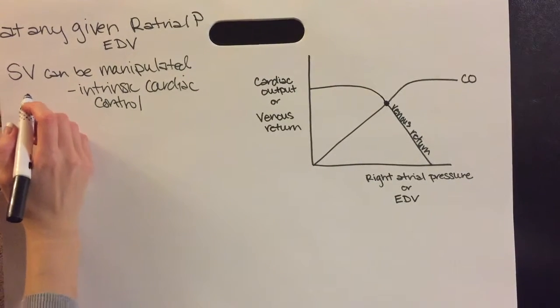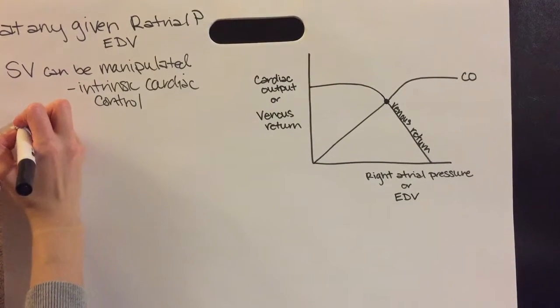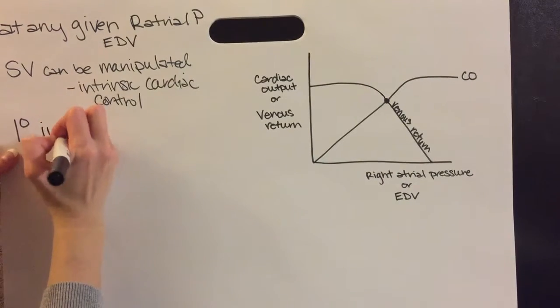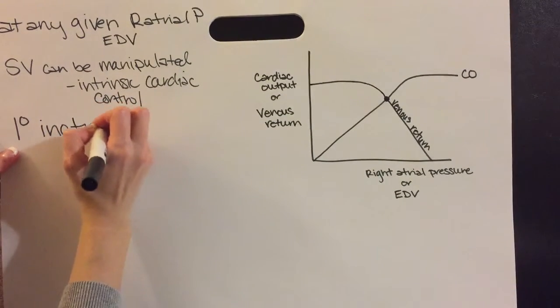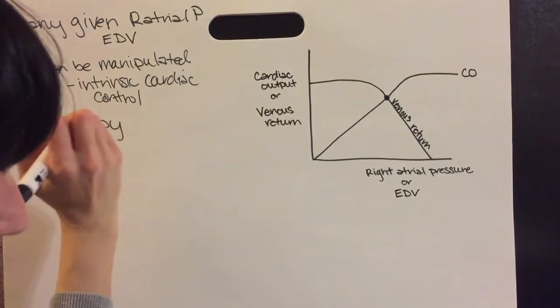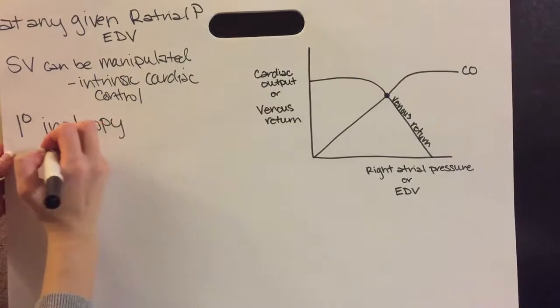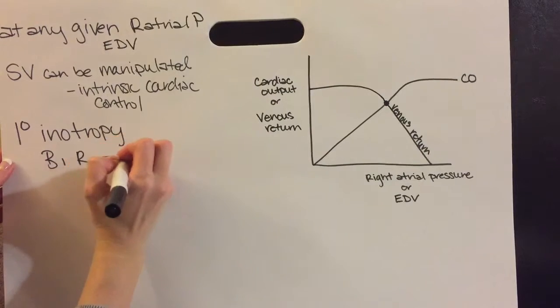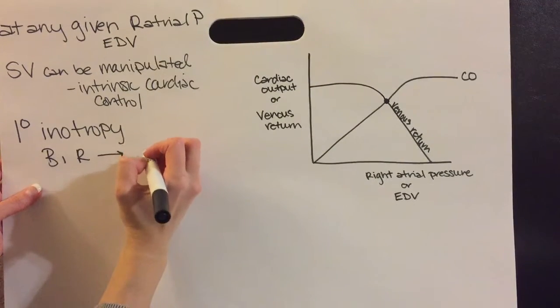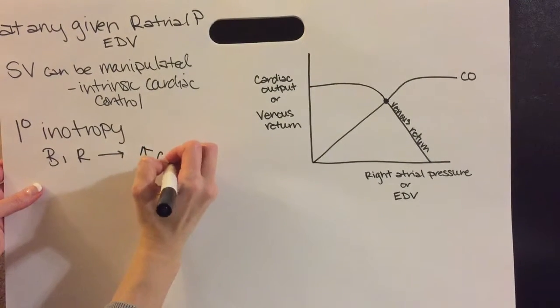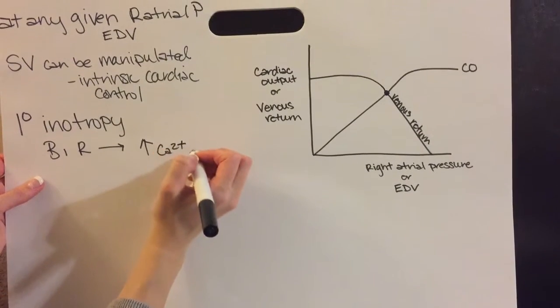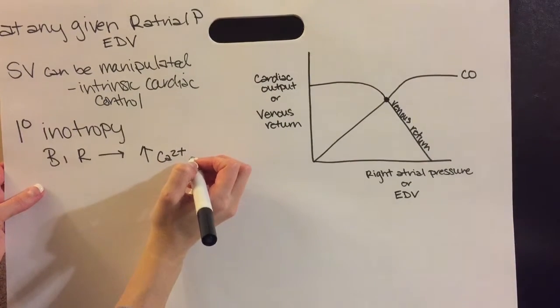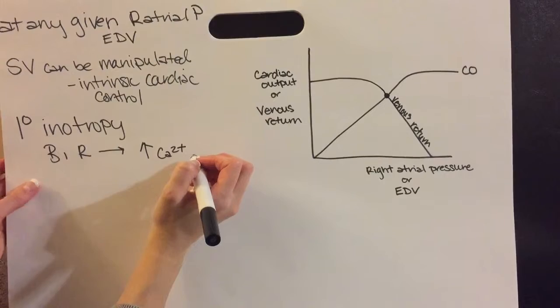So primary inotropy in the heart is augmented through beta-1 receptors, which cause an increase in inward calcium influx during the plateau of each cardiac action potential.